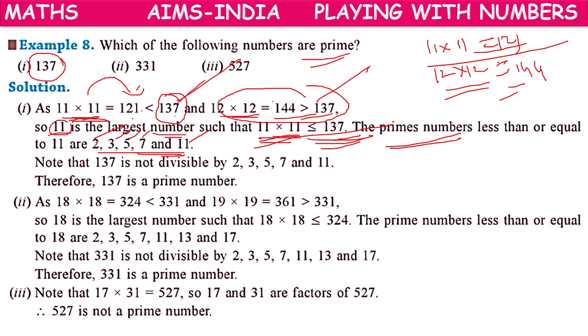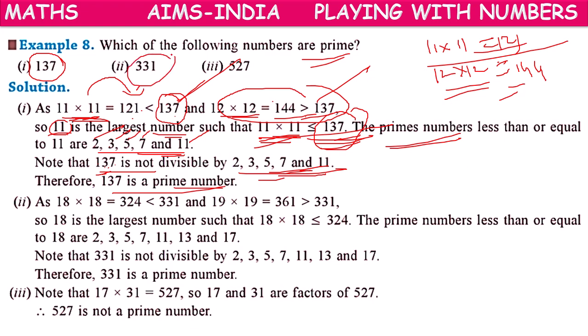So we have to check whether 137 is divisible by any of these numbers or not, according to divisibility rules. 137 is not divisible by 2, because in the units place we have 7. Not divisible by 3, because the sum of all digits is 11. Not divisible by 5, because in the unit digit we don't have 5 or 0. Like that we have to check all. It is not divisible by any of the prime numbers less than or equal to 11, so we can tell it is a prime number.